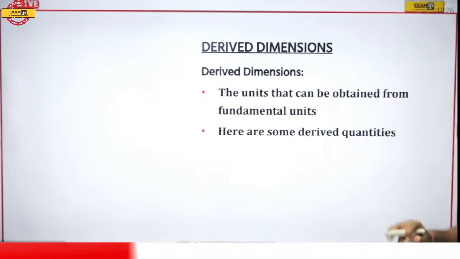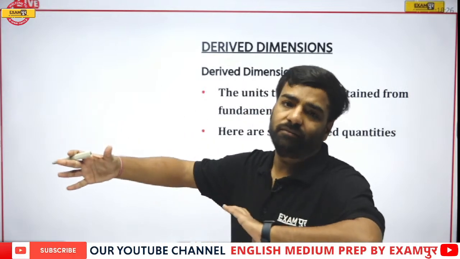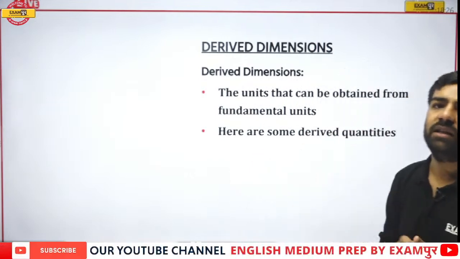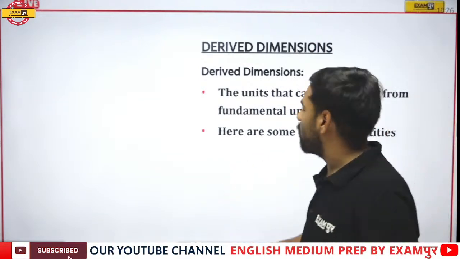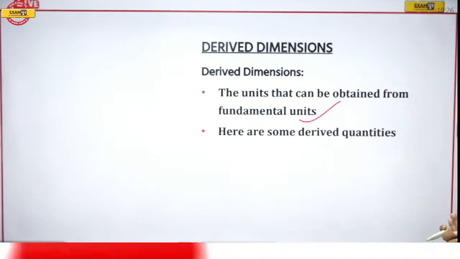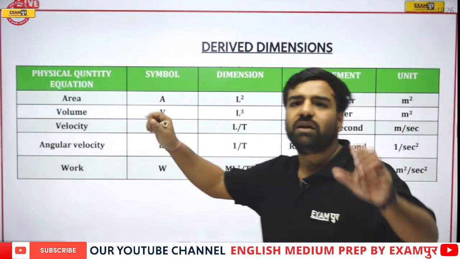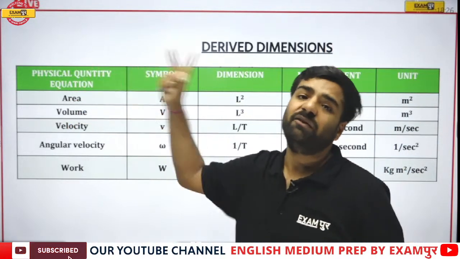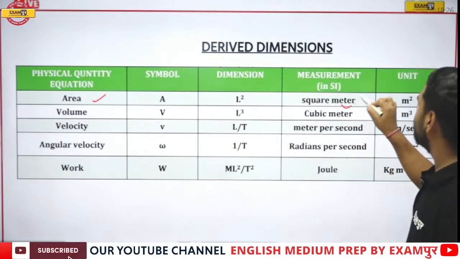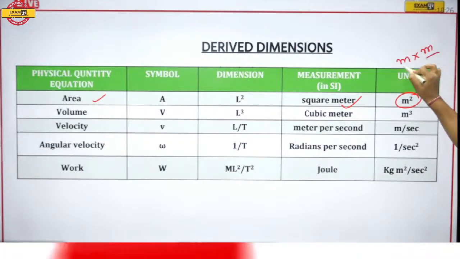Now, what are derived dimensions? We were aware of fundamental quantities. They are actually dependent on other quantities. In the similar manner, if I talk about derived dimensions, the units that can be obtained from fundamental units are under these derived dimensions. If I talk about some of the derived units, you can talk about any unit, whatever is coming to your mind, apart from those 7 fundamental units. Here, first of all, area. Just have a look. Square meter, that is derived. I was talking about what? Meter cross meter. So, it is derived.